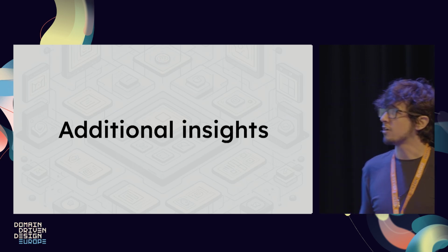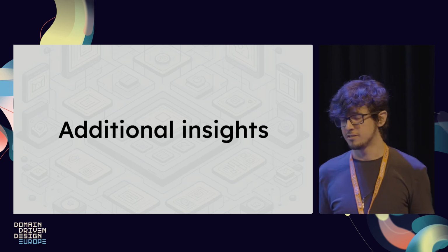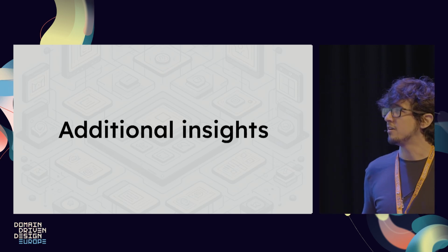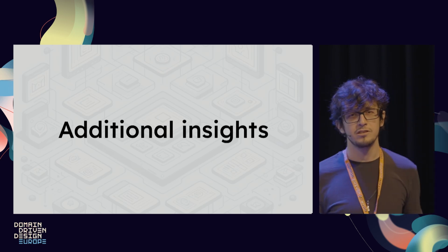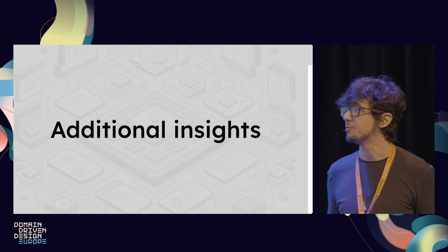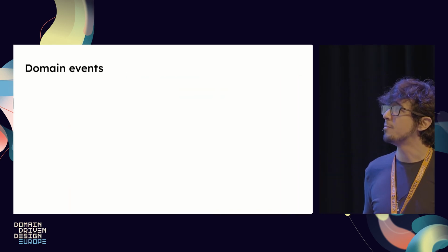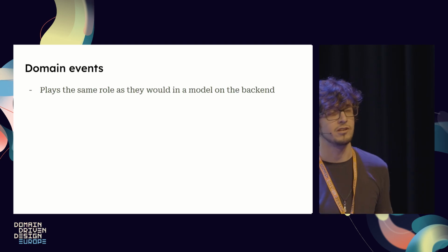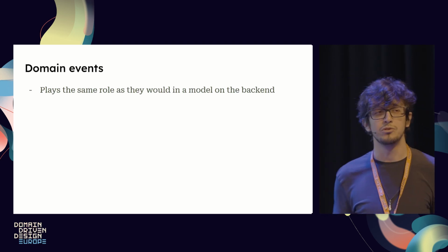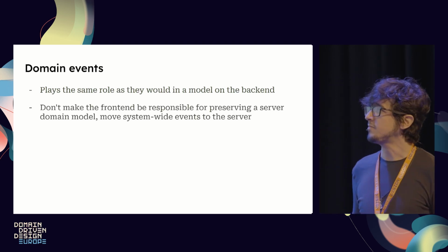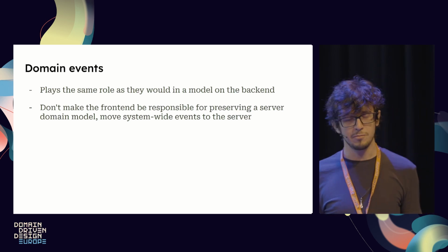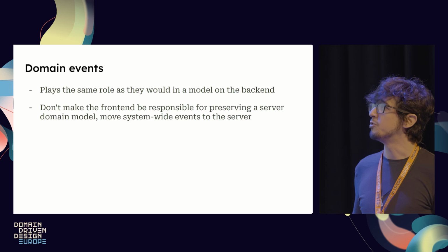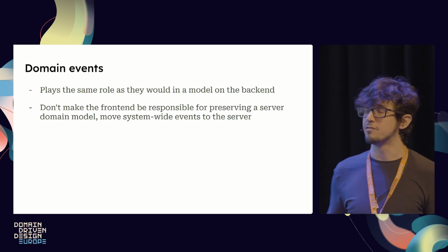So before ending this talk, I want to also give some additional insights that are not exactly linked to using DDD on the front end, but relate to using DDD on the front end with some kind of software architecture. The first one is using domain events in the front end. It's important to understand that it's okay to use domain events in the front end. They play the same role as they would in any other context. But it's not because the front end can handle domain events that the front end should be responsible for preserving the server domain model.